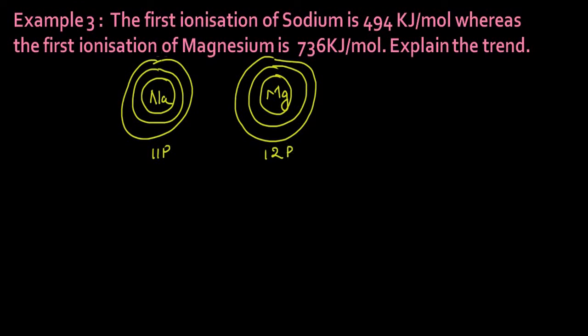So you can see that the first electron from sodium or magnesium has to be removed from the third shell itself. So the distance of the outer electron to the nucleus is reasonably the same. The inner shells have a similar shielding effect. So the only difference is that the nuclear charge of magnesium is greater than the nuclear charge of sodium.